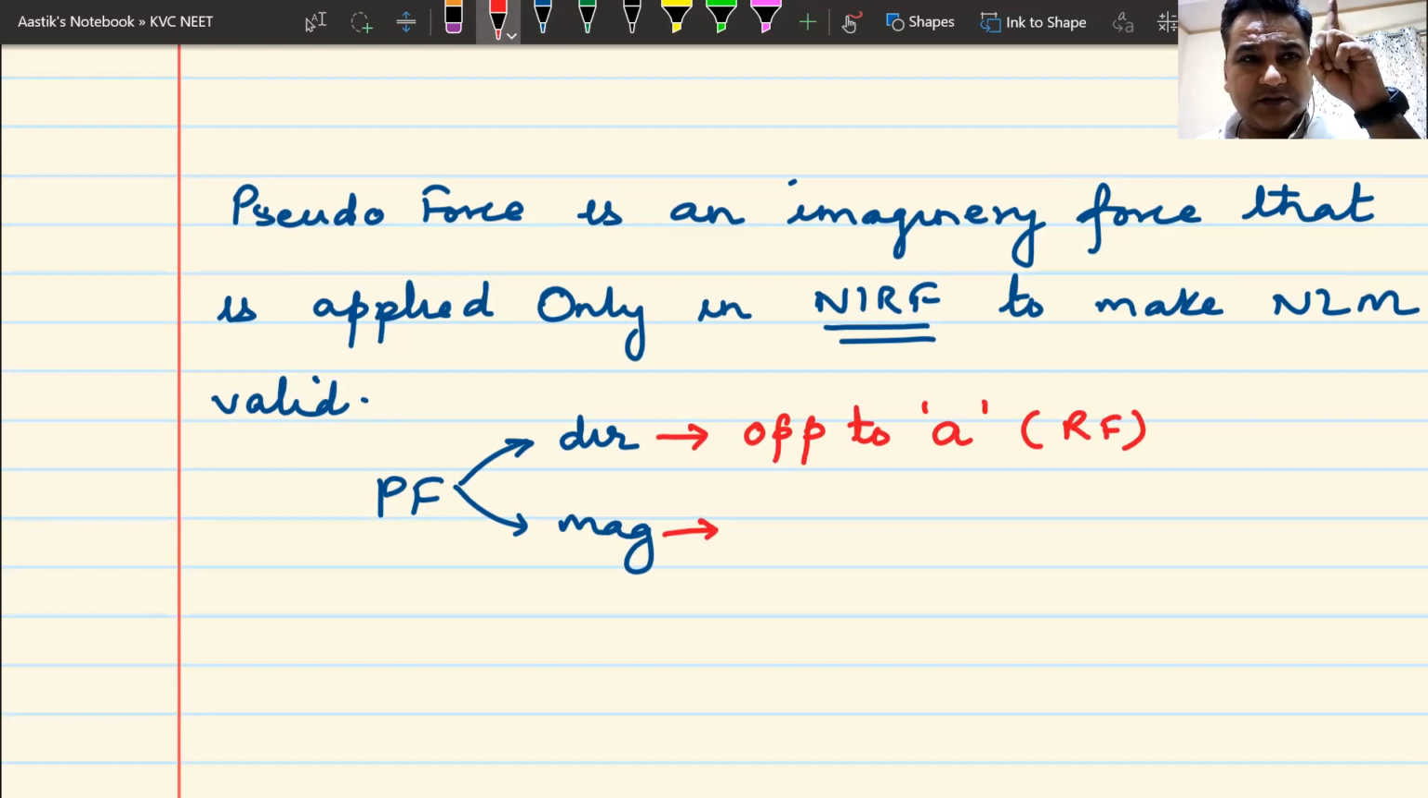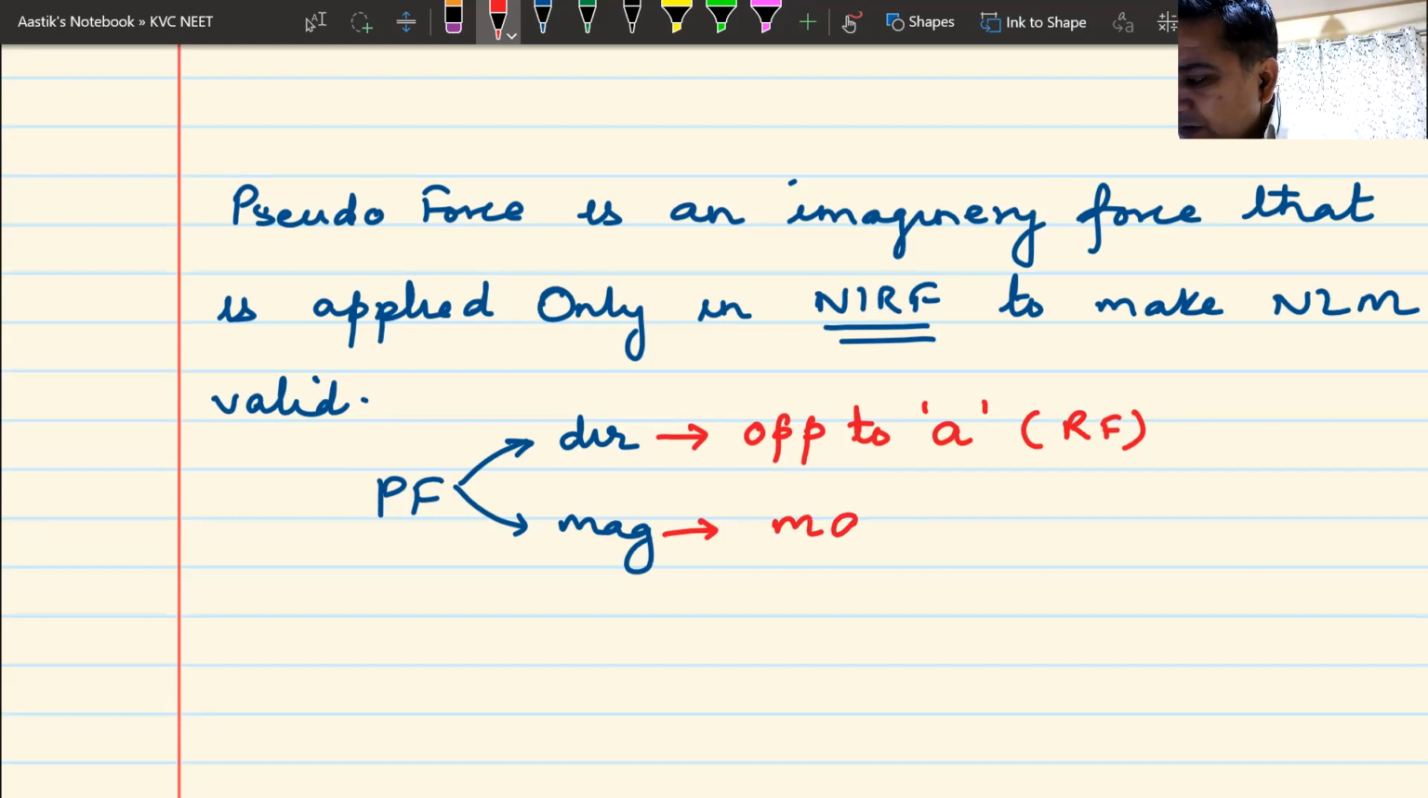If acceleration is upwards, pseudo force is downwards. If acceleration is downwards, pseudo force is upwards. If acceleration is rightwards, pseudo force is leftwards. If acceleration is leftwards, pseudo force is rightwards, opposite to A. And the magnitude is mass multiplied by acceleration: the mass of the body multiplied by the acceleration. That is how you apply pseudo force to make the equations valid.